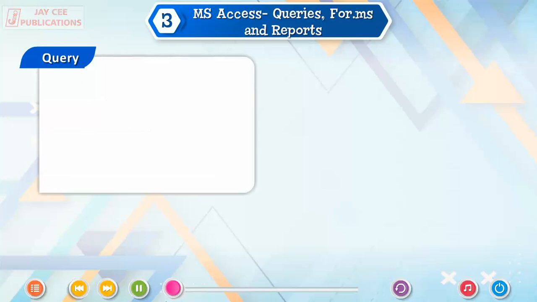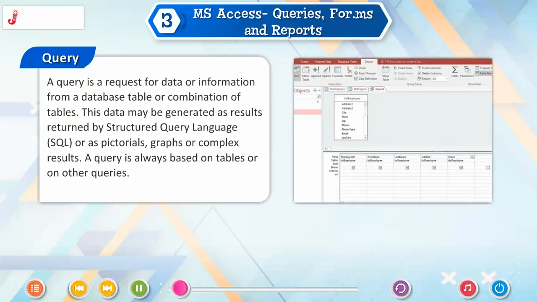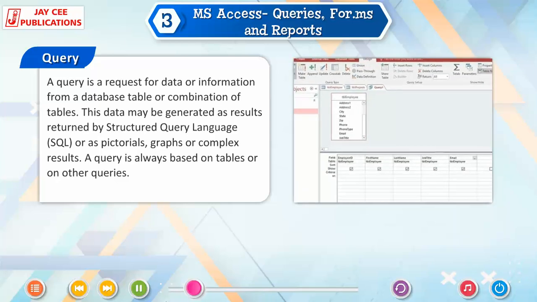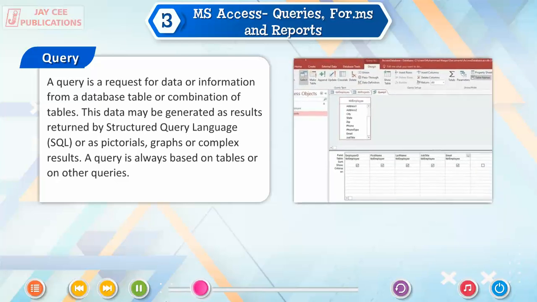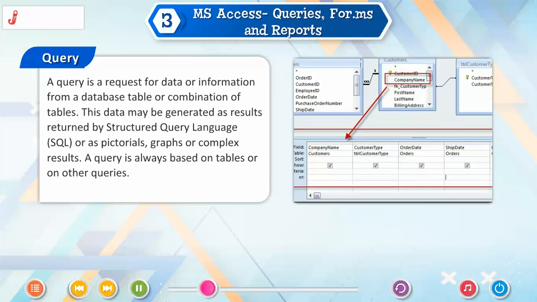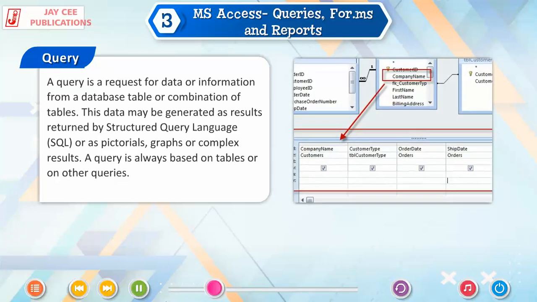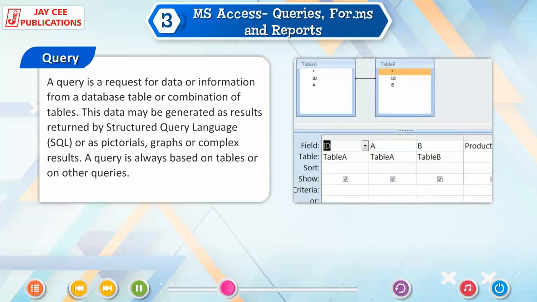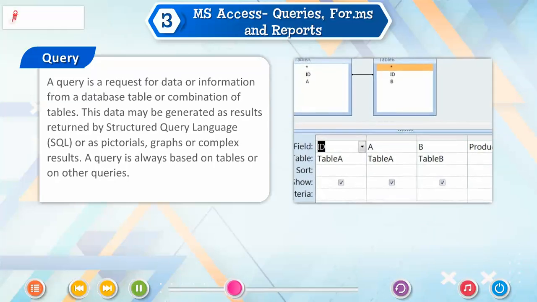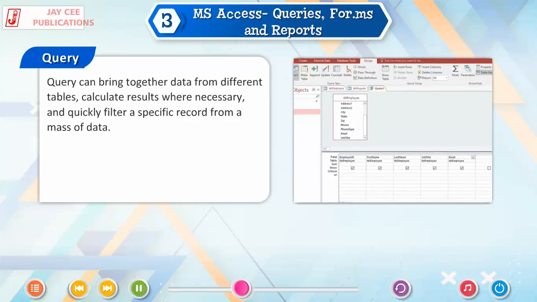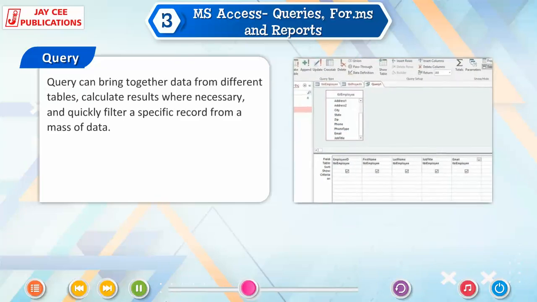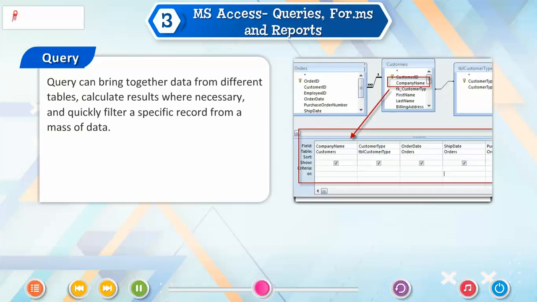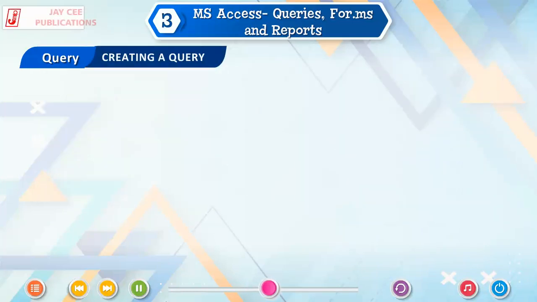Query. A query is a request for data or information from a database table or combination of tables. This data may be generated as results returned by structured query language (SQL) or as pictorials, graphs, or complex results. A query is always based on tables or on other queries. Query can bring together data from different tables, calculate results where necessary, and quickly filter a specific record from a mass of data.